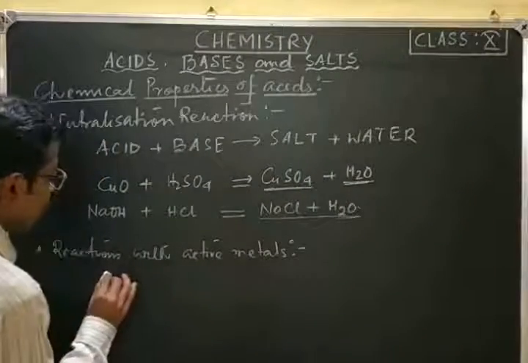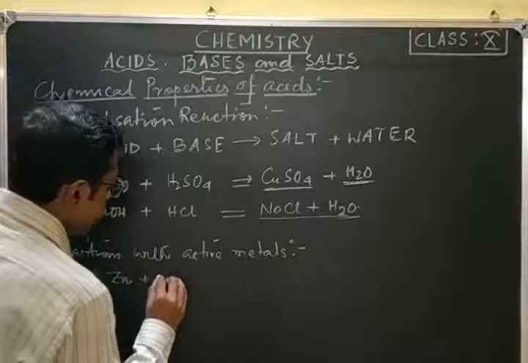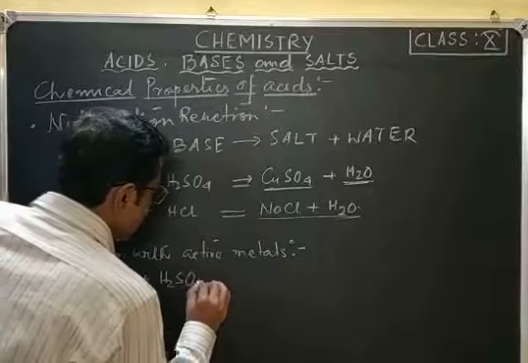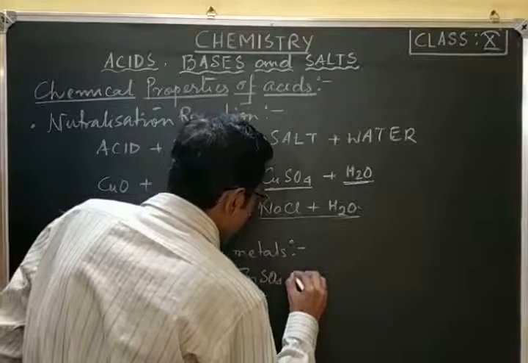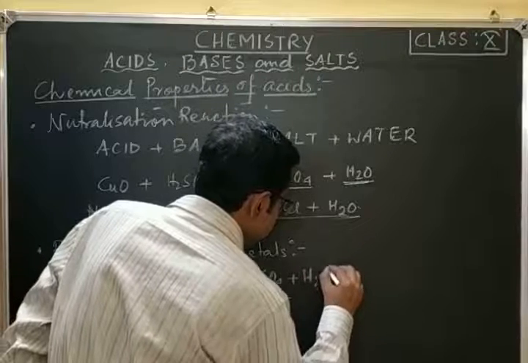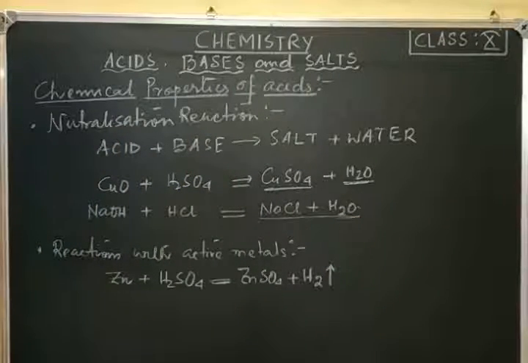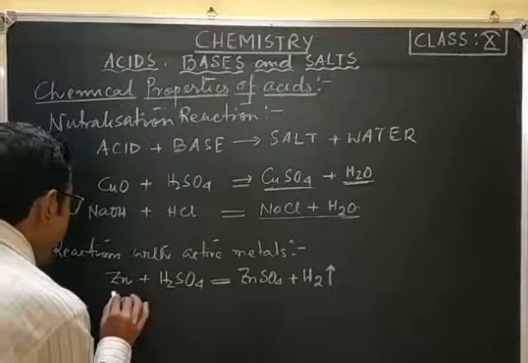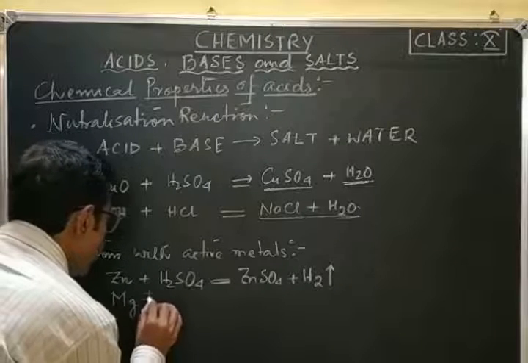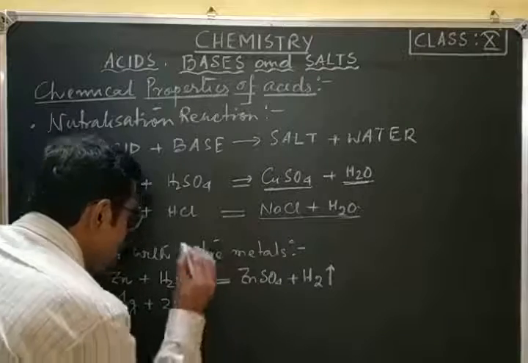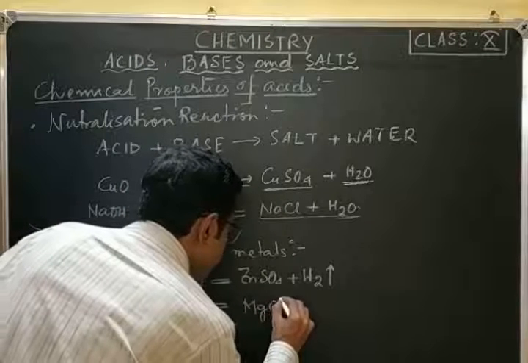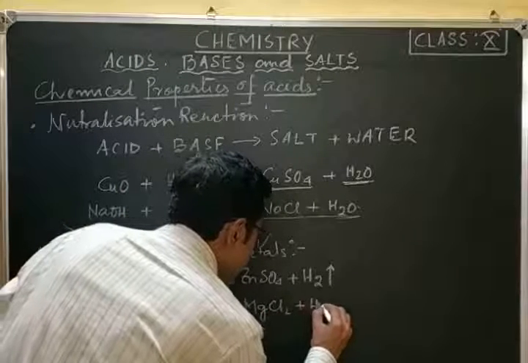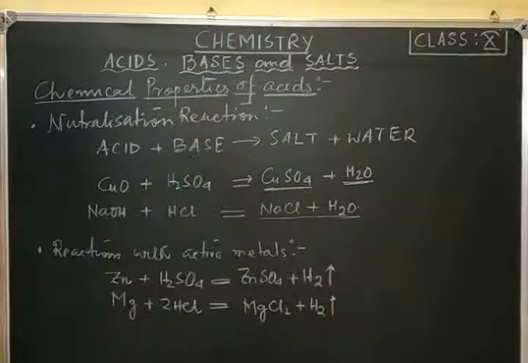When active metals, say zinc, react with sulfuric acid, they produce zinc sulfate, a salt, ZnSO4, plus hydrogen is liberated. That is very important. Similarly, magnesium when it reacts with dilute HCl, remember, produces magnesium chloride, MgCl2, plus hydrogen. So these are the reactions of acids with active metals.